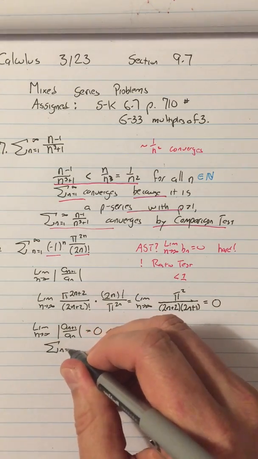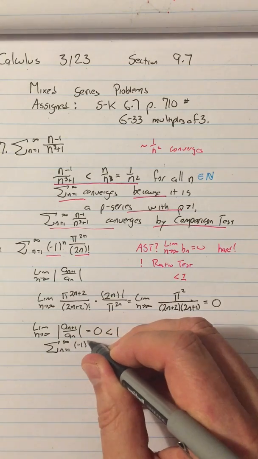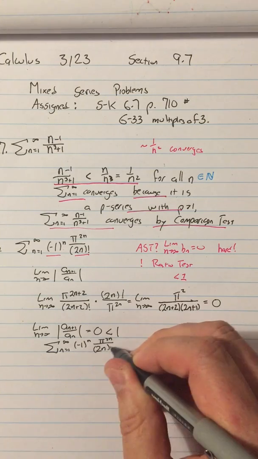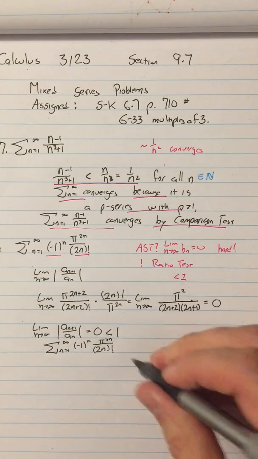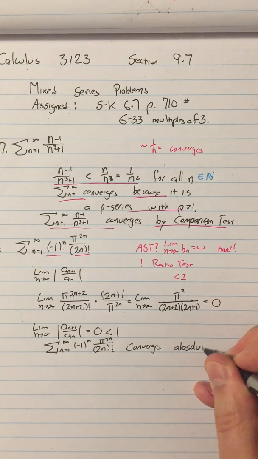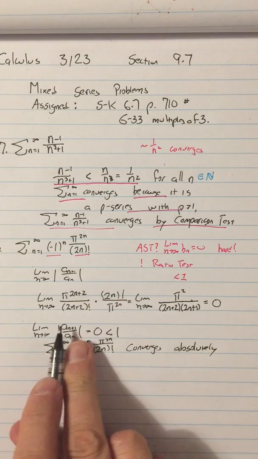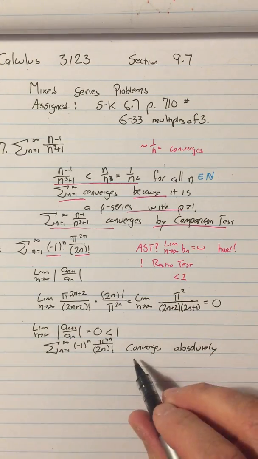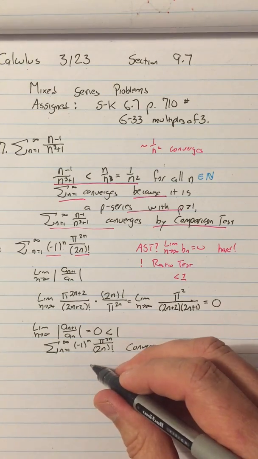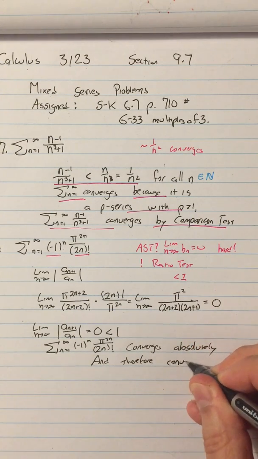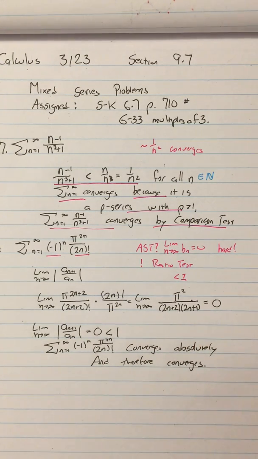Therefore, the sum from n equals 1 to infinity of negative 1 to the n, pi to the 2n over 2n factorial, converges absolutely. Remember, what we get from the ratio test is absolute convergence, which means that even if I didn't have the negative 1, it would still converge. And we have another theorem that says a series that converges absolutely also converges. So I can say, and therefore converges. And that's what I get for number 13.